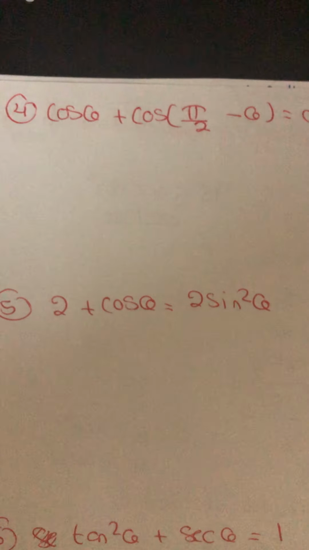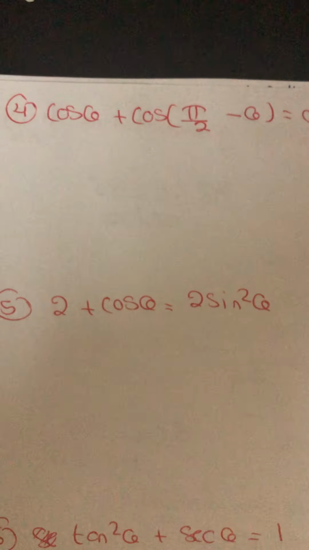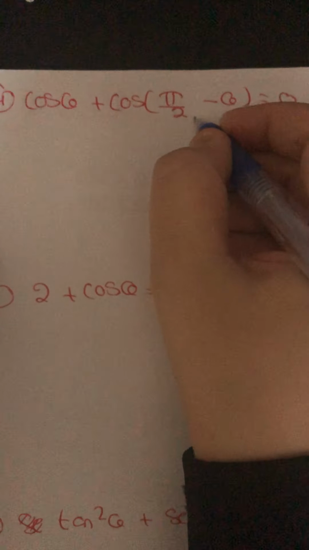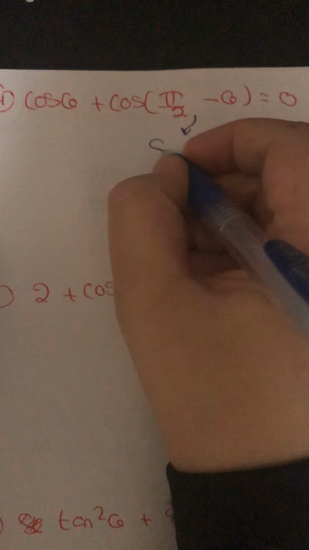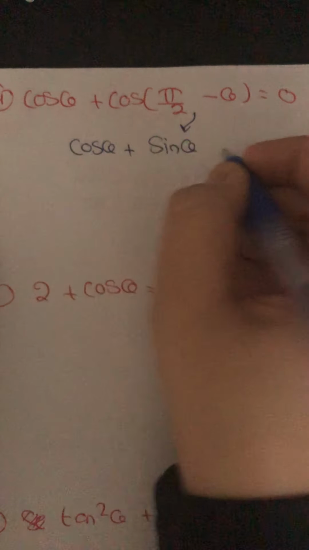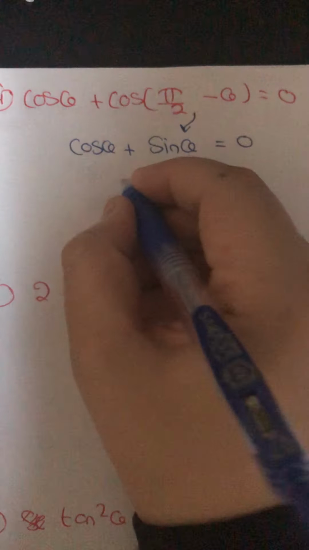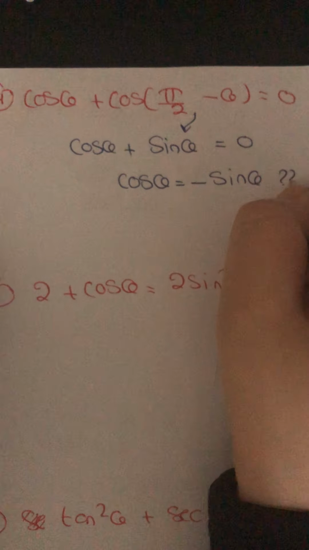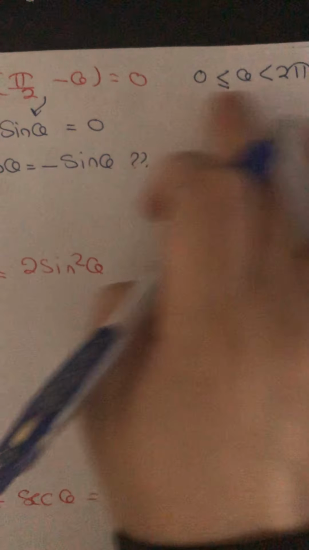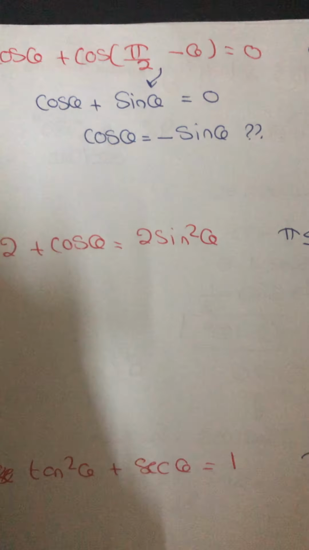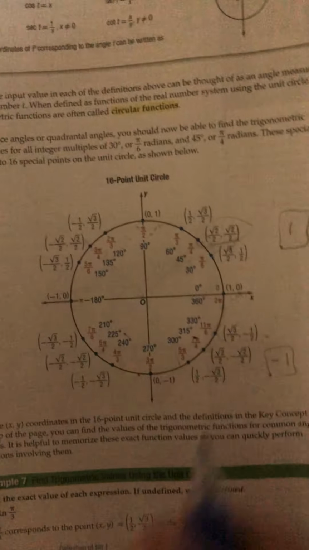Question number 4. Now there is a cofunction identity in the first lesson that we took: cosine of pi over 2 minus theta is equal to sine theta. Okay, so cosine theta plus sine theta is equal to 0. In other words, cosine theta is equal to negative sine theta on the unit circle, and they want one round and they want the answer in radians. When does this happen? It means when are they opposite signs? They're opposite signs and equal only in 2 places.